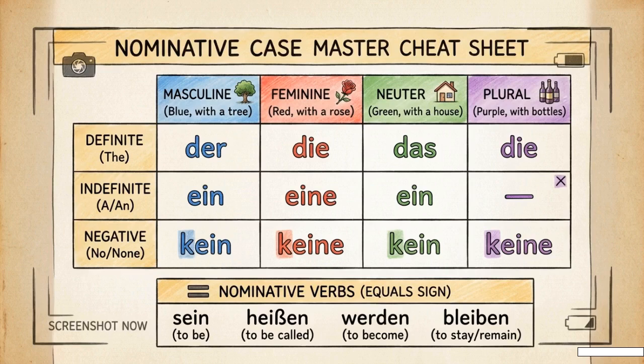This master chart consolidates everything we've built. It shows the completed gender matrix, the negative variations, and the 4 nominative edge case verbs you will encounter most: sein, heißen, werden, and bleiben. Take a screenshot of this layout now. This single grid contains every rule you need to accurately navigate the nominative case in every future sentence you build.